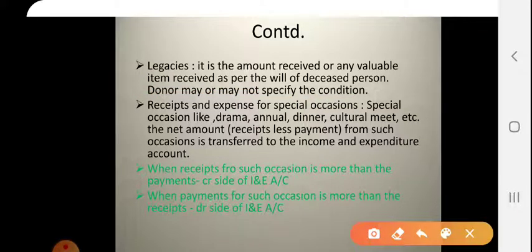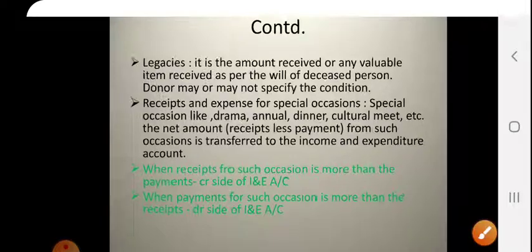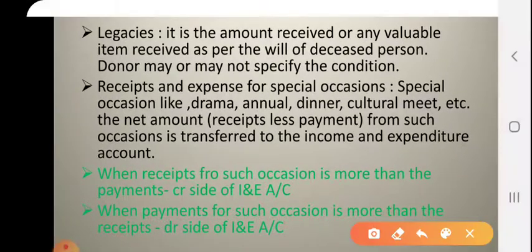The next item is our receipt and expense for special occasions. What are these? Sometimes any not for profit organization makes arrangements for certain special occasions like drama, annual dinner, cultural meet, etc. The amount from such occasions is transferred to income and expenditure.